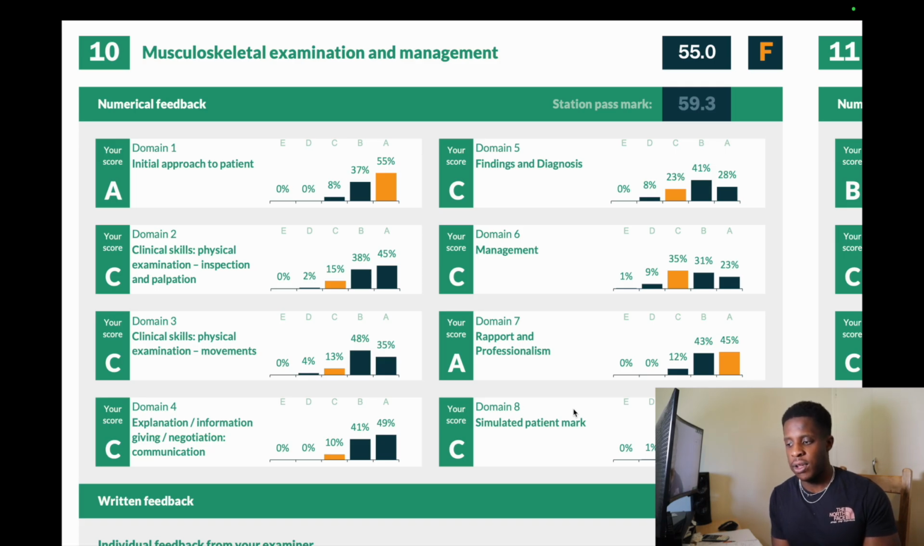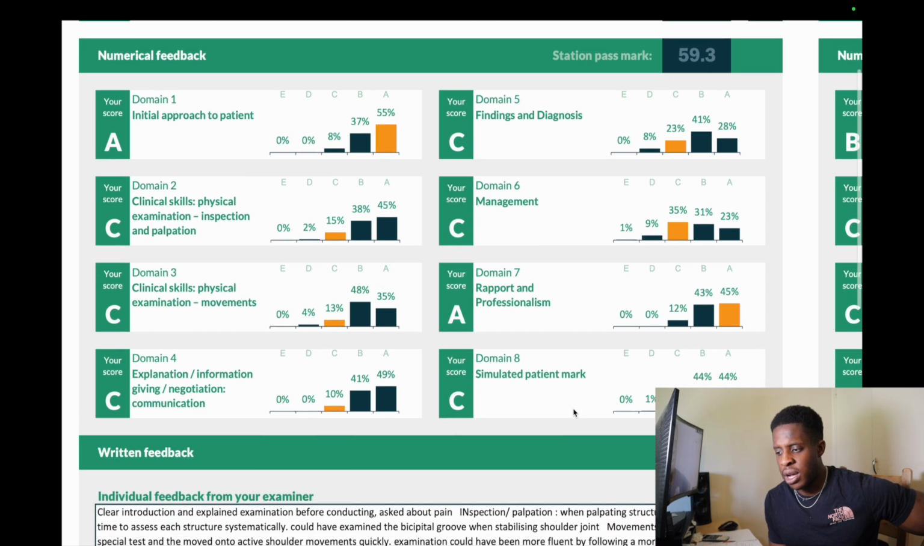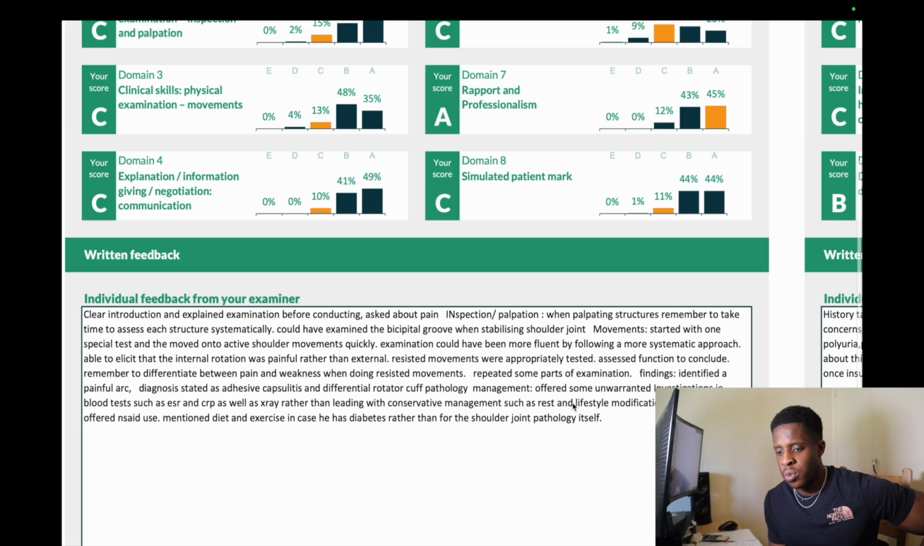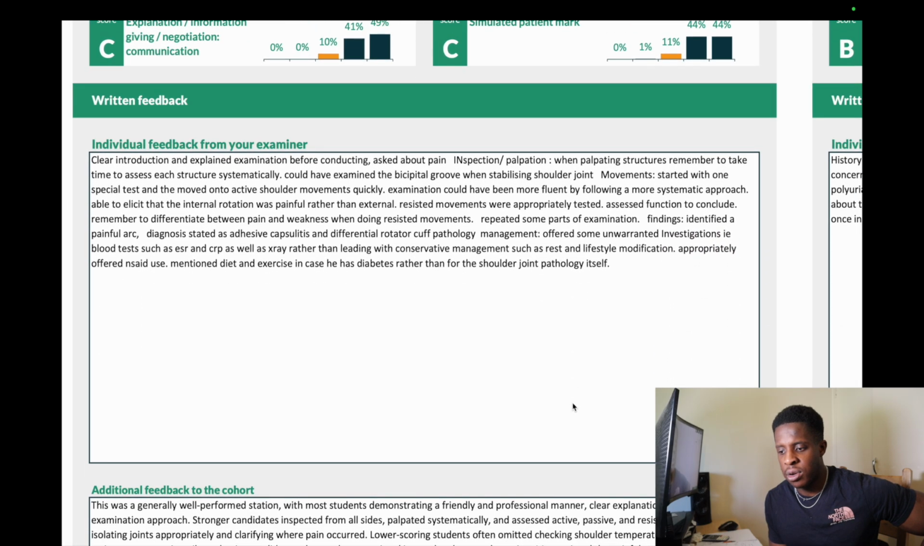Okay. Feedback: clear introduction and explained examination before conducting. Asked about pain, inspection, palpation, palpated some structures. Remember to take time to assess each structure systematically. Could have examined the bicipital groove when stabilizing shoulder joints. Movement started with one special test and then moved on to active shoulder movements quickly. Examination could have been more fluent by following a more systematic approach.